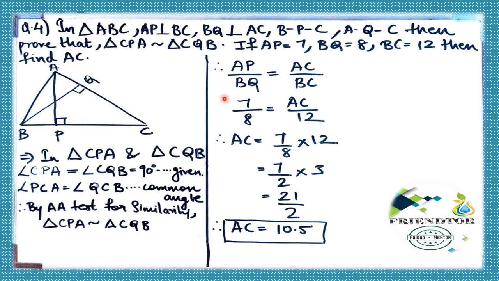Now using this fact to find AC, since these two triangles are similar, AP upon BQ is equal to AC upon BC. Substitute the values and multiply 12 into the other side. So AC is 7 by 8 into 12. Now 8 and 12 dividing by 4, 7 by 2 into 3. 7 into 3 is 21. 21 upon 2 is 10.5. So we will get the answer in decimals because we cannot perfectly divide 21 by 2.